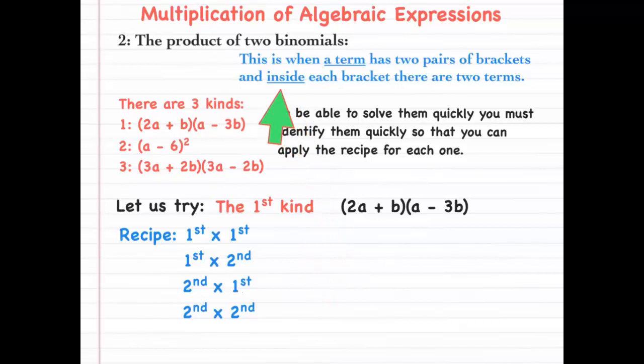Hi there everyone, and welcome back to this lesson on multiplication. In this lesson we are going to have a look at the product of two binomials.